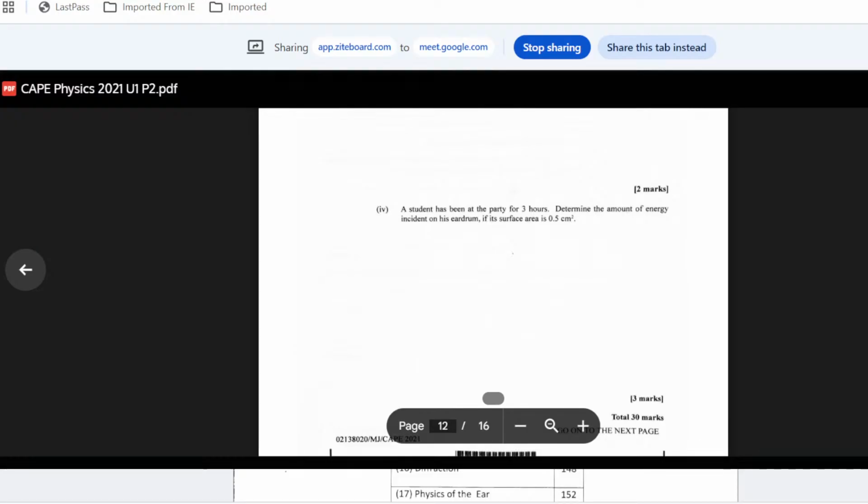The area was 0.5 squared? Wait, no, it was 0.5, I believe. Was it in meters or centimeters? It was centimeters. So centimeters squared to meters squared.